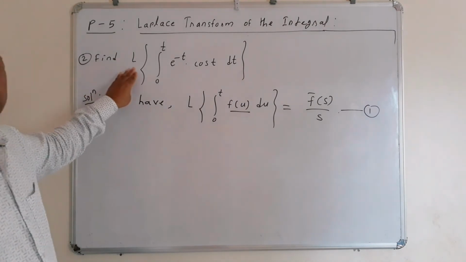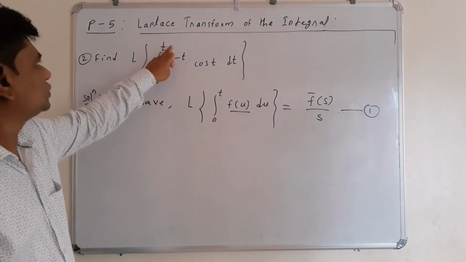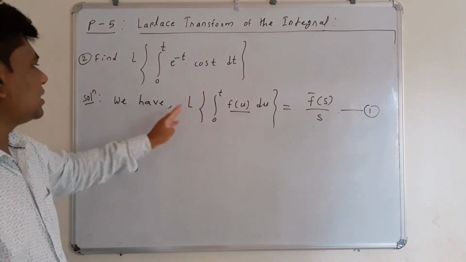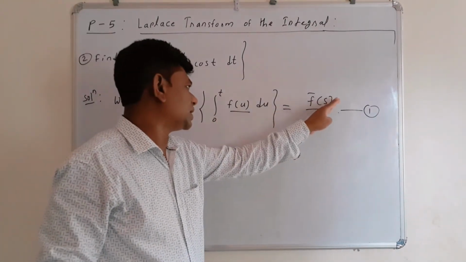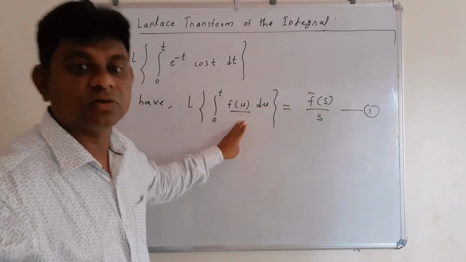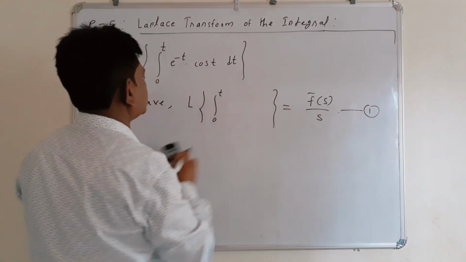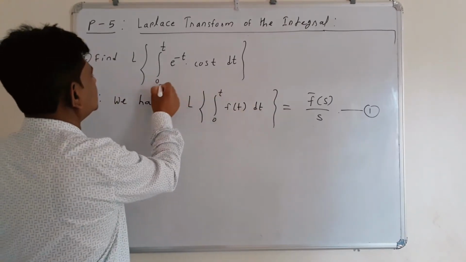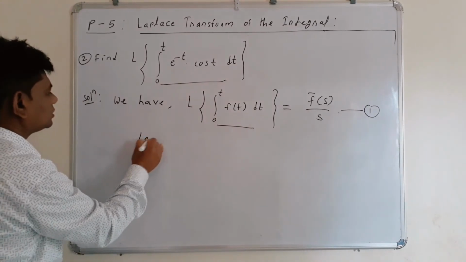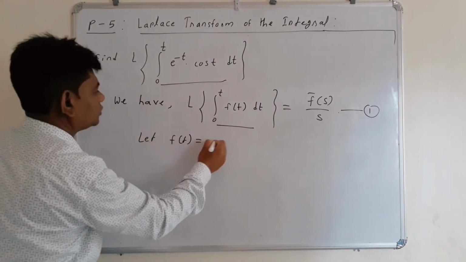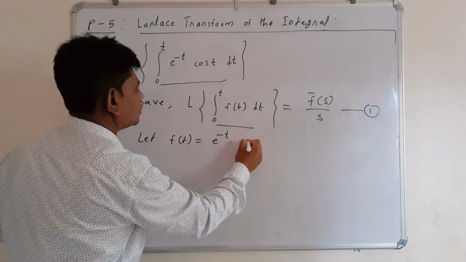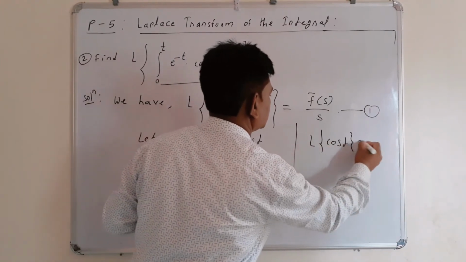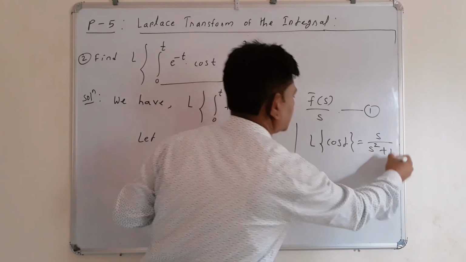Now the second example: find the Laplace transform of the integral from 0 to t of e to the power minus t cos t dt. We know that the Laplace transform of this integral is equal to f bar(s) upon s. Since the integral is independent of the variable, we replace f(u) du by f(t) dt. Comparing these two integrals, let f(t) be equal to e to the power minus t cos t. Now the Laplace transform of cos t is s upon s squared plus 1.